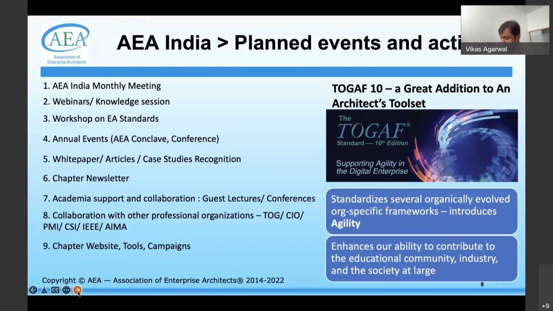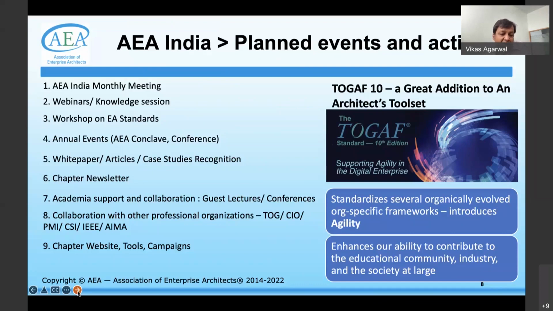Then to make sure that we are meeting some of these objectives, we plan to do annual events such as conclaves and conferences. We also solicit white papers, articles, and case studies from the members and from the member organizations. And we would like to have a framework of recognition soon enough. Then publications: we already do it, but we want to do it even better, at a better frequency, so that we publish meaningful newsletters which really make sense in delivering the knowledge.